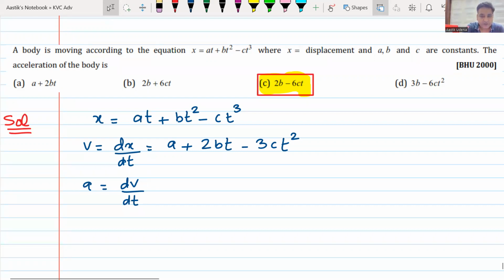Non-uniform. Why is it non-uniform? Because this acceleration is given as a function of time. Okay, I hope everyone understands this. Yes or no? Please raise your hands and let me know.